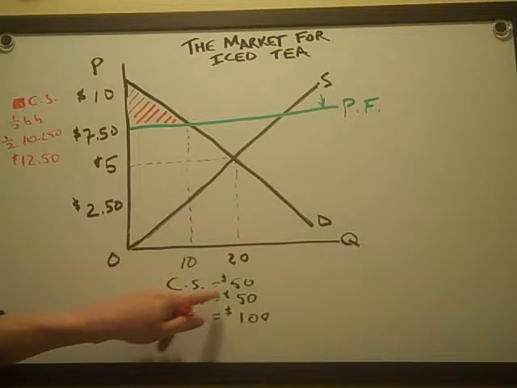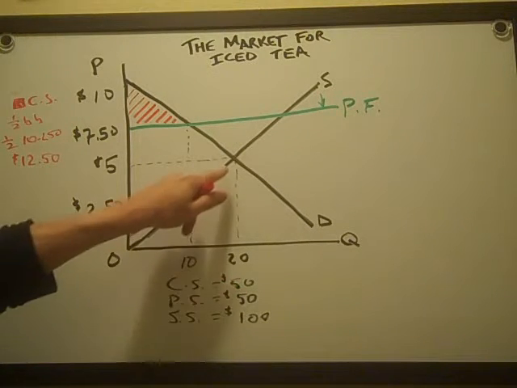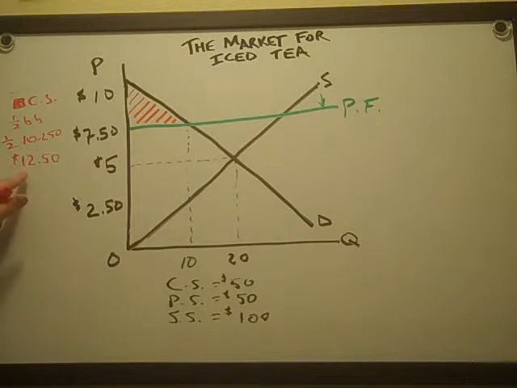Recall before, consumer surplus, when we had equilibrium, when we reached that point there, was $50. So consumers are a lot worse off, right? They used to enjoy $50 in surplus, now they enjoy $12.50 in surplus. And that should make sense to you. They're worse off because prices are higher. Now what happens to producer surplus?